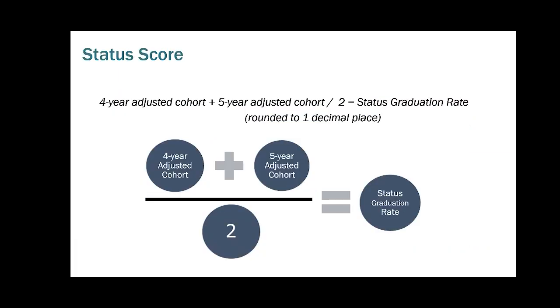Here's an example of how we find status score for graduation rate. It is the 4-year adjusted cohort plus the 5-year adjusted cohort divided by 2. This number is rounded to 1 decimal place.